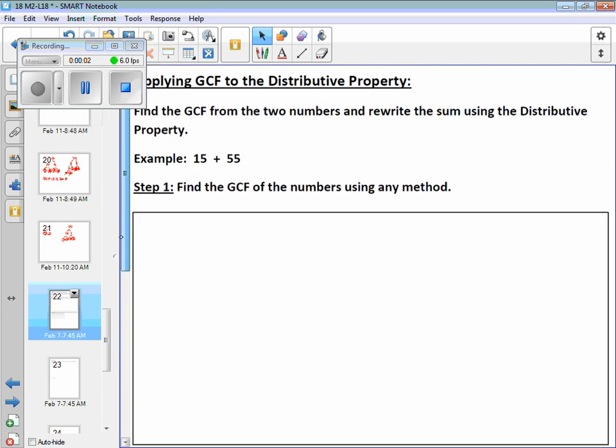Page 9, everybody. In order to do this, you have to totally understand greatest common factor, which I think most of you are okay with at this point.